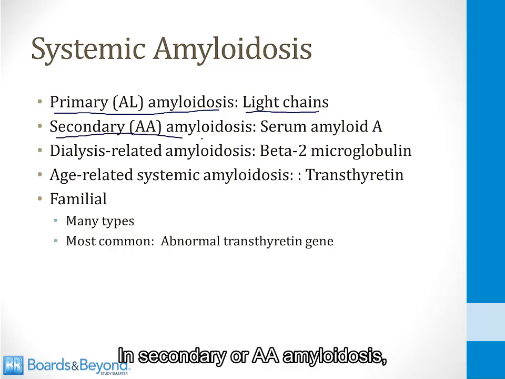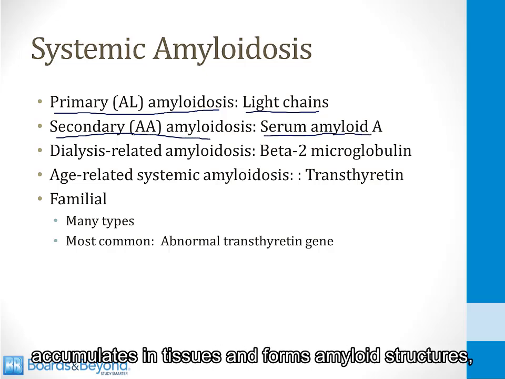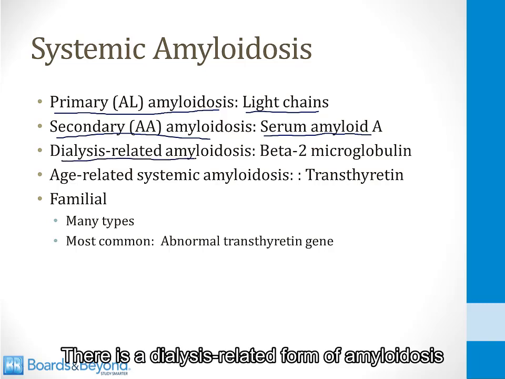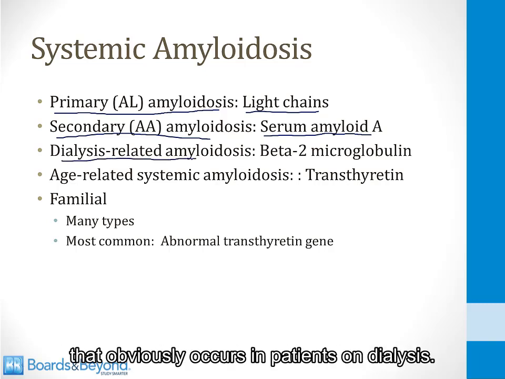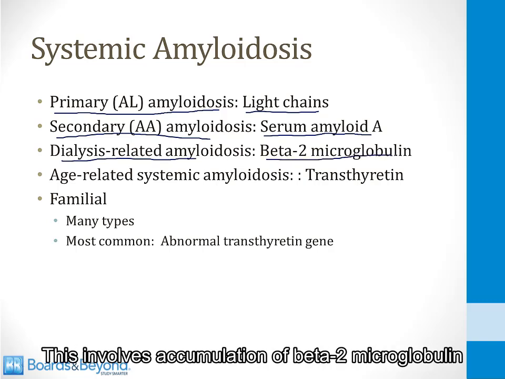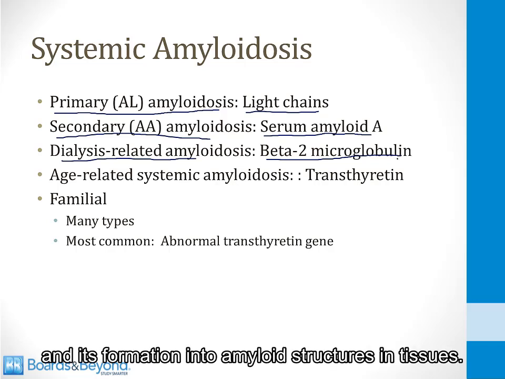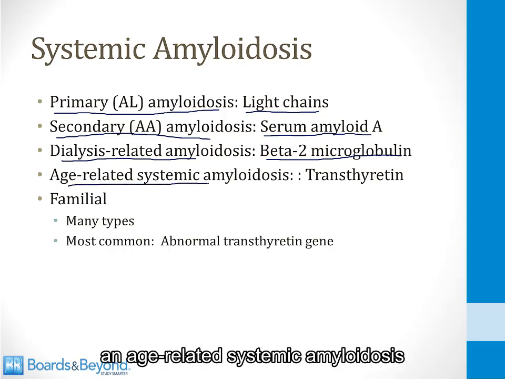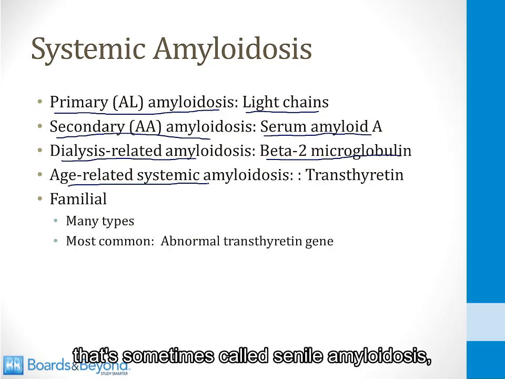In secondary or AA amyloidosis, a protein called serum amyloid A accumulates in tissues and forms amyloid structures, and that leads to amyloidosis. There is a dialysis-related form of amyloidosis that obviously occurs in patients on dialysis. This involves accumulation of beta-2 microglobulin and its formation into amyloid structures in tissues. As we get older, we can develop an age-related systemic amyloidosis. It's sometimes called senile amyloidosis.